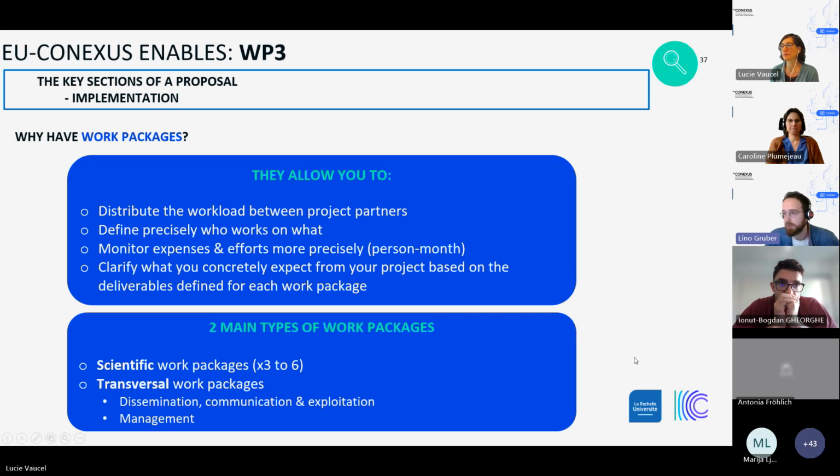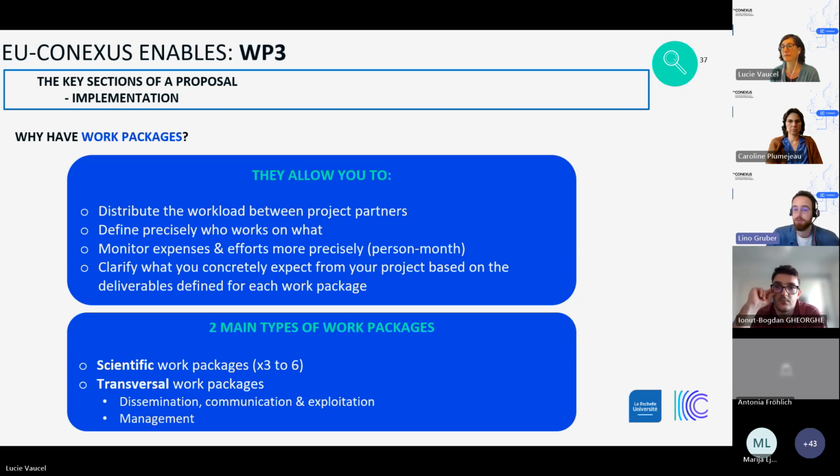And then finally, it also helps you clarify what you concretely expect from your project based on the deliverables, because you will need to define deliverables for each work package. Usually you don't have a lot of them, but you have at least some deliverables for each work package, or at least one.